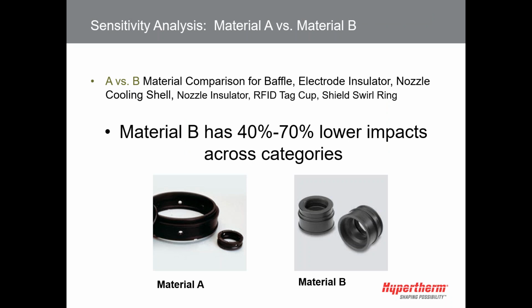Our next question was a material question. For these several different parts, we compared material A to material B and found that material B had 40 to 70% lower impacts across all categories. So that was a clear winner. Next slide.